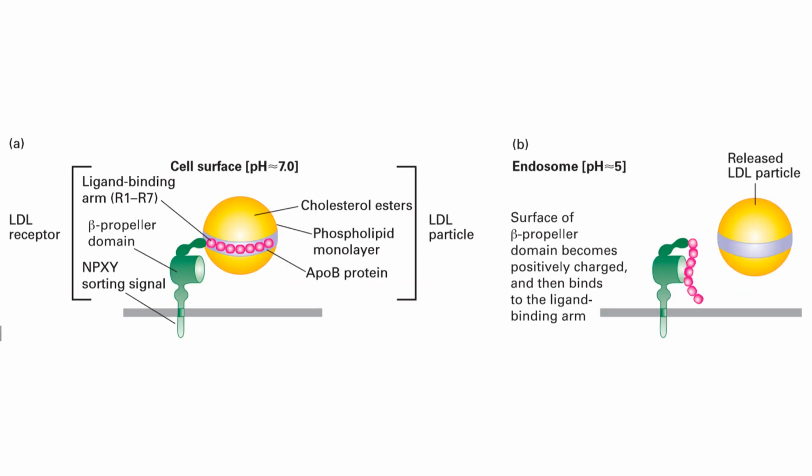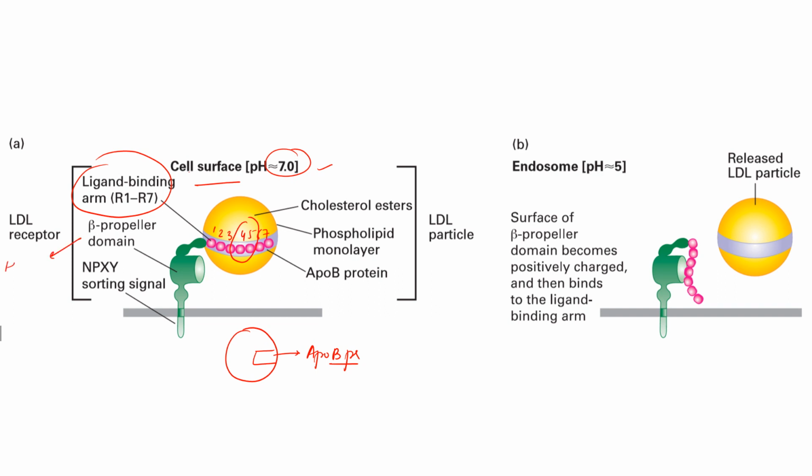The figure here shows the model for pH dependent binding of LDL particle by the LDL receptor. The pH plays a major role for binding of LDL to its receptor. At the cell surface where the pH is 7, the LDL molecule binds to LDL receptor via apoprotein. This ApoB protein binds to the ligand binding arm of the receptor. This ligand binding arm contains 7 repeats. Out of this, the R4 and R5 repeats appear to be crucial for LDL binding.